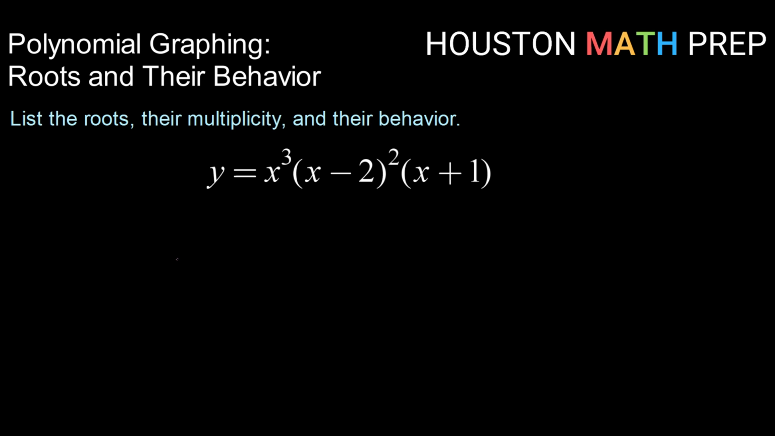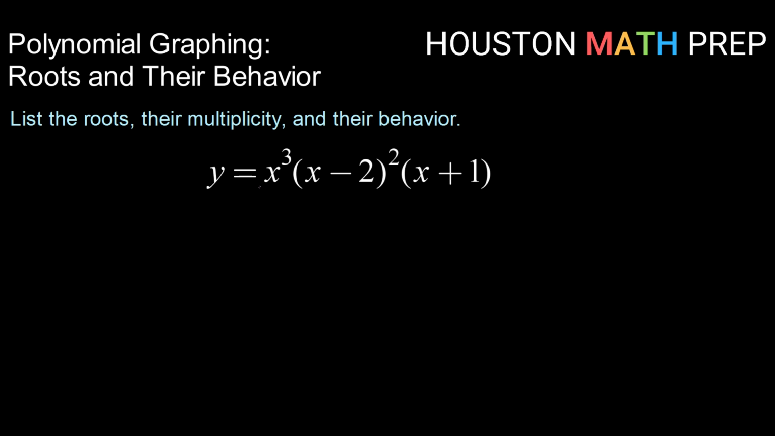In this video, we're continuing our discussion of polynomial graphing, looking at roots and their behavior. If you haven't seen our video on the introduction to roots and their behavior, make sure you go and watch that first to learn all about multiplicity and how that affects the behavior, and then come back here when you're ready. All right, taking this first example, we're going to list each root, its multiplicity, and therefore its associated behavior.